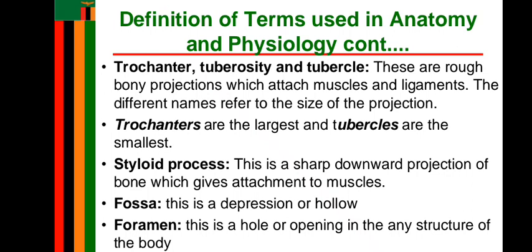Then we have what we call a fossa. A fossa is just a depression in a bone, forming what we call fossas. You're going to see these fossas when we go to the human skeleton, as I show you the way the bones are attached to the anatomical limbs of the human being. Then we have the foramen. The foramen is a hole or an opening in any structure of the body.